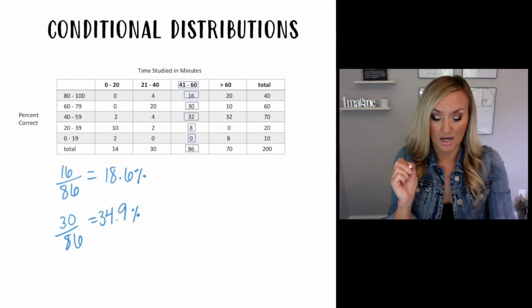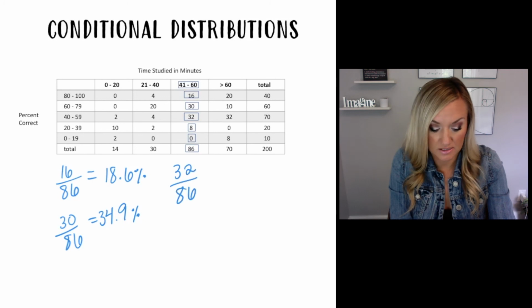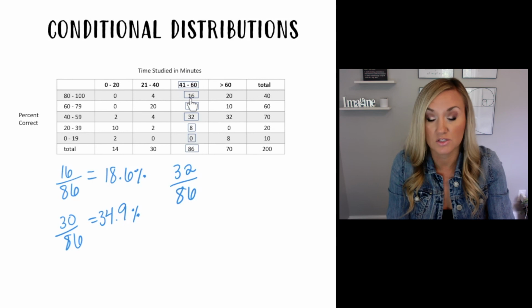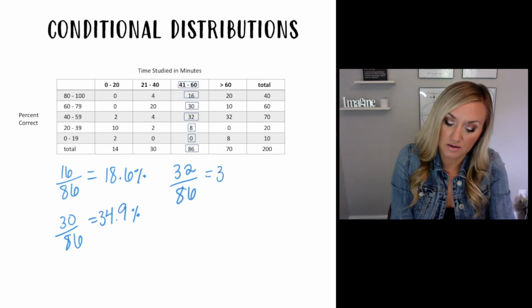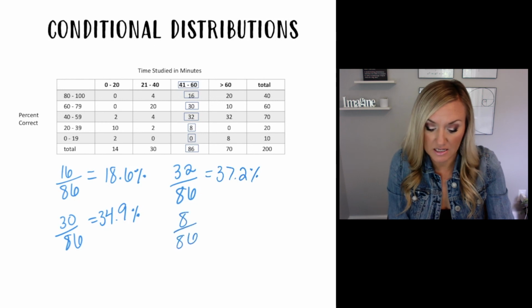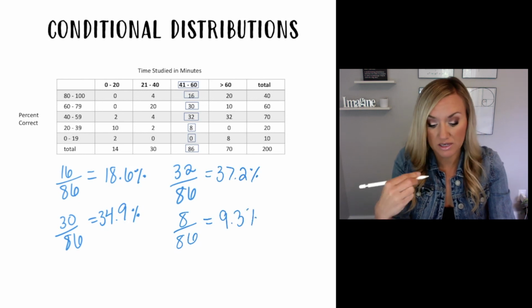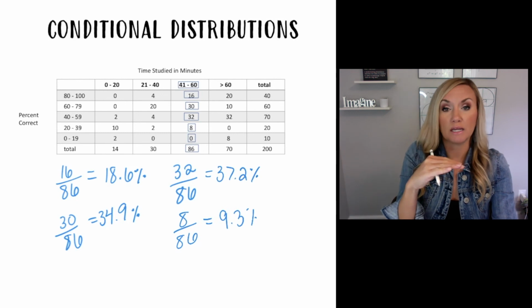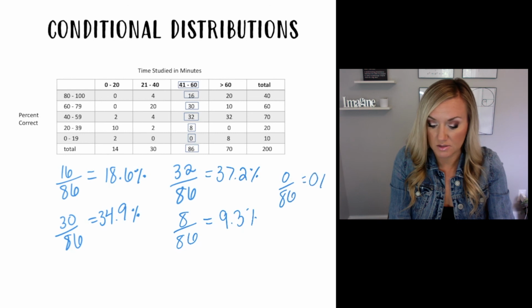All right, then the next would be 32 out of the 86 students who fell in this category of 41 to 60 minutes, and that would be 37.2%. Next would be 8 out of 86 students, and that is 9.3%. And then we still need to include that 0. 0 students scored between 0 and 19 who studied between 41 and 60 minutes. So 0 out of 86 is 0%.